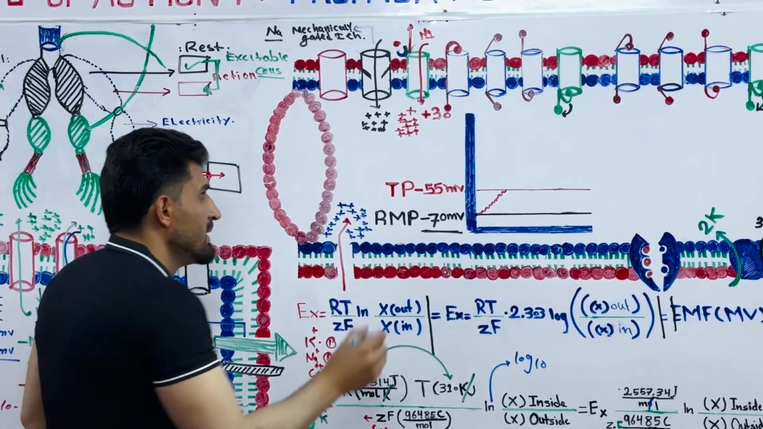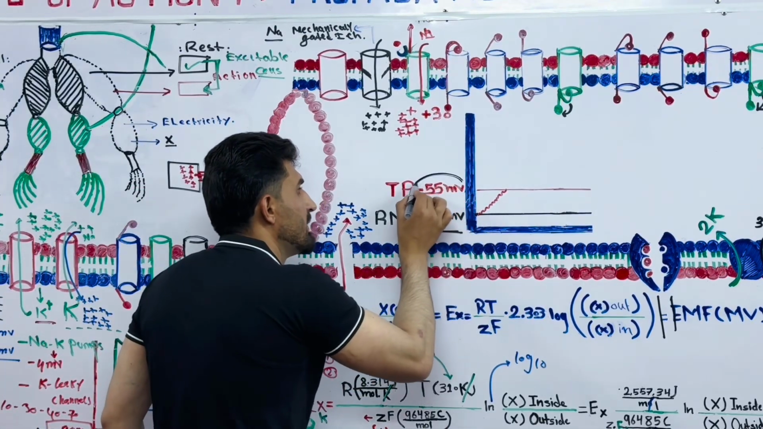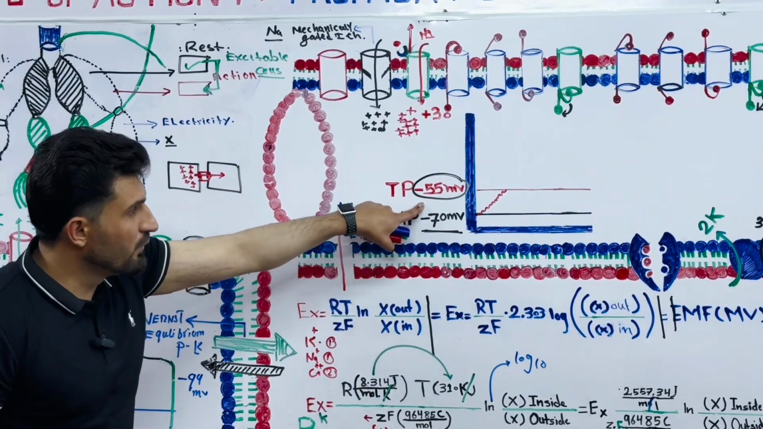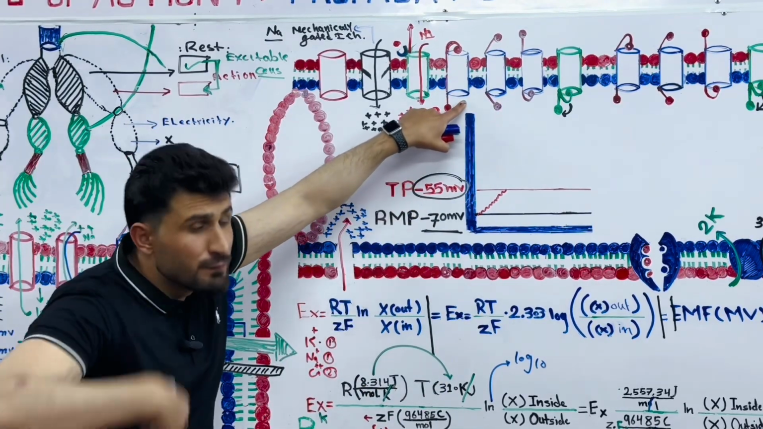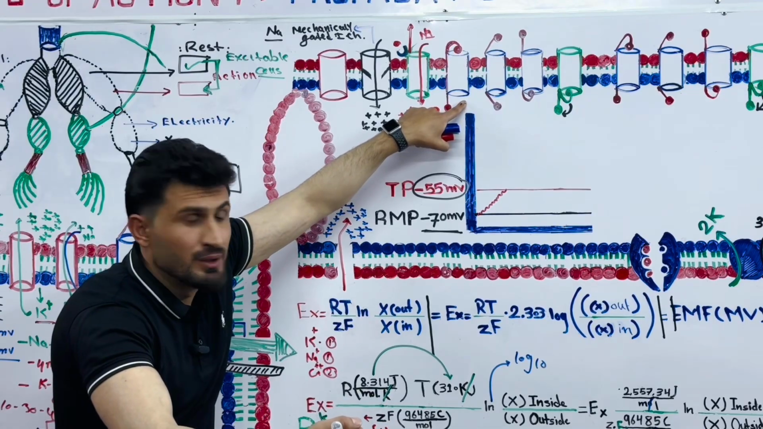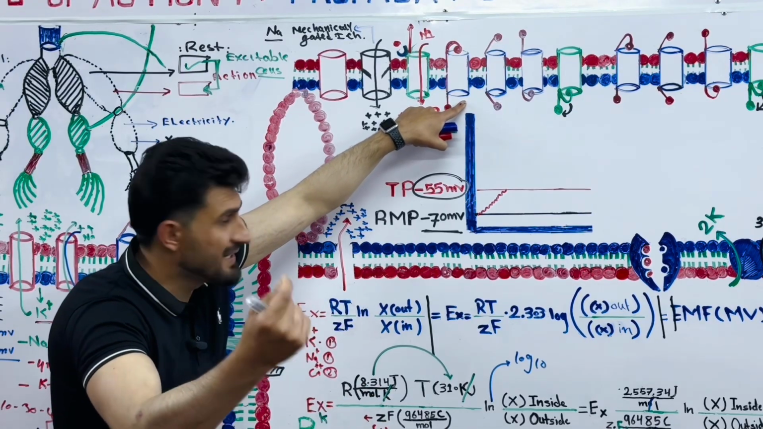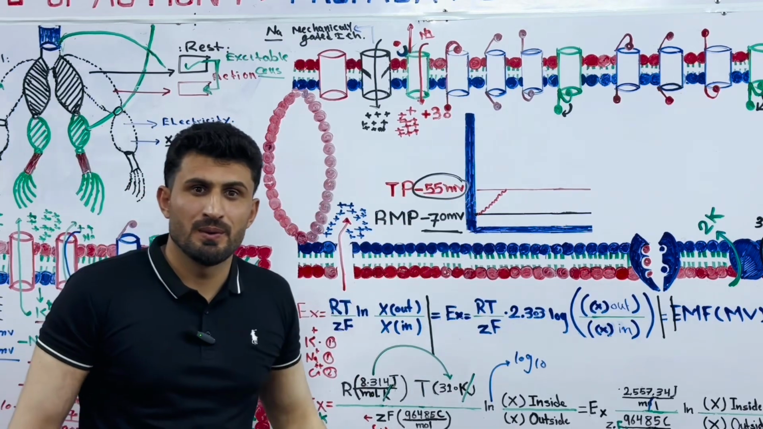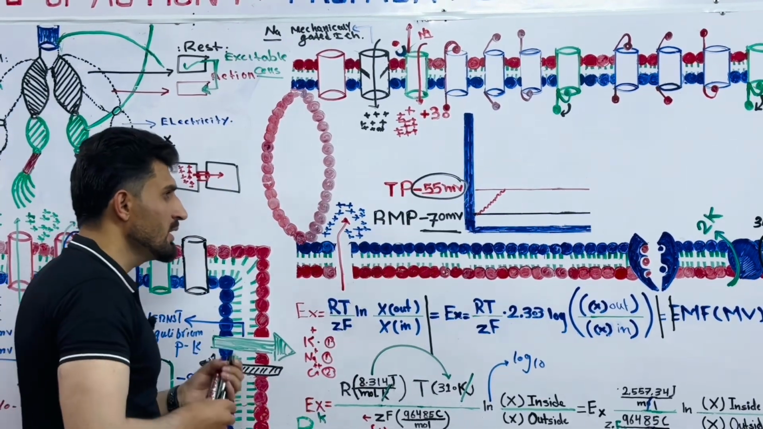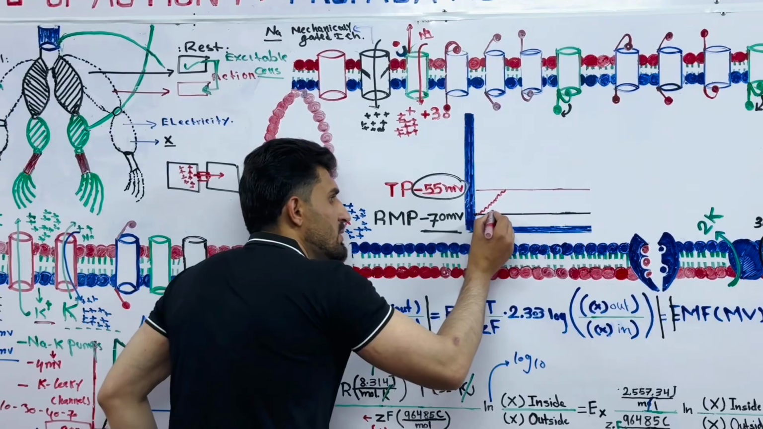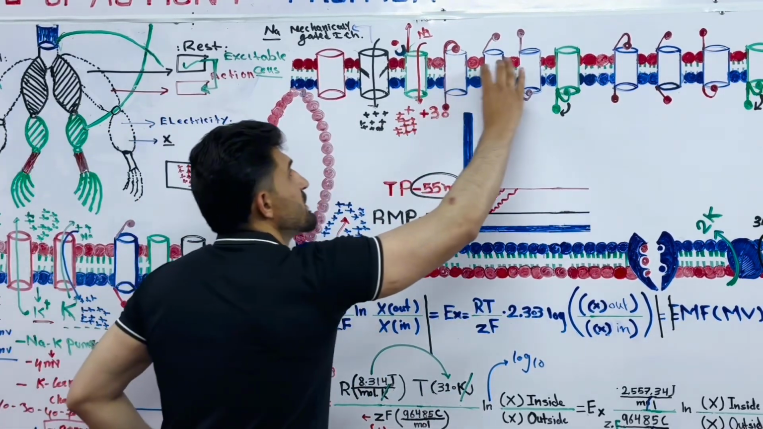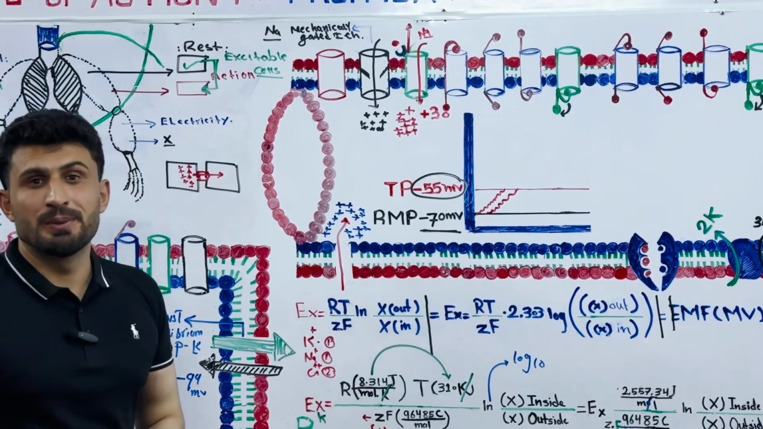Okay, now this point, listen to me carefully. This specific voltage, at which a lot of voltage gated channels are opening, this exact point is called threshold potential. Now, when you reach threshold potential, a lot of voltage gated ion channels will be open.